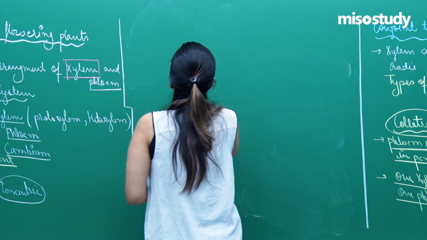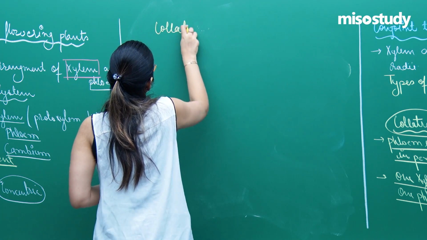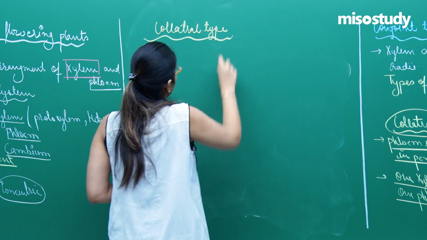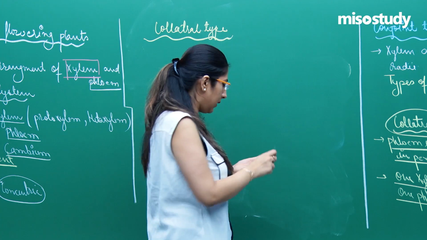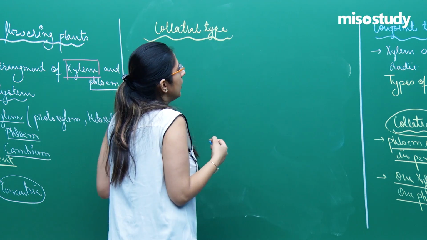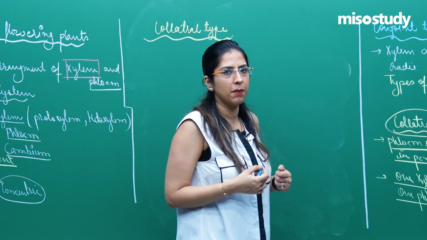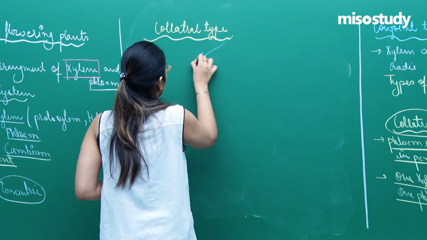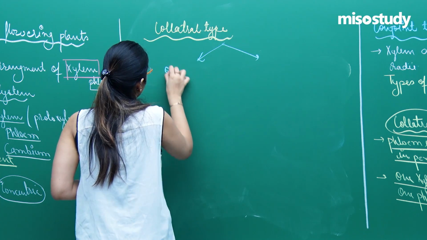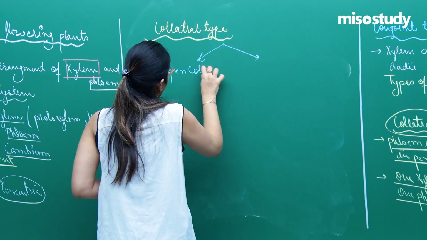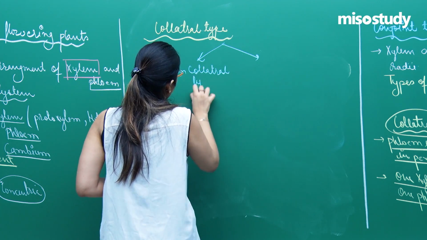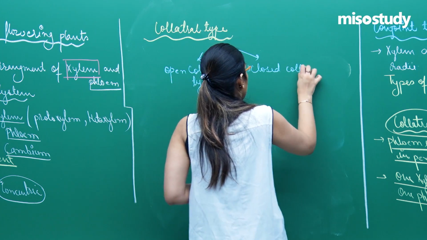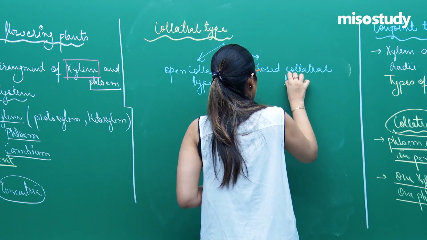We are discussing collateral type. Collateral type of arrangement. In the collateral type, I have told you that first of all, they have phloem and the xylem and the cambium present. Depending upon the presence and absence of cambium, that is of 2 types: open collateral type and closed collateral type.